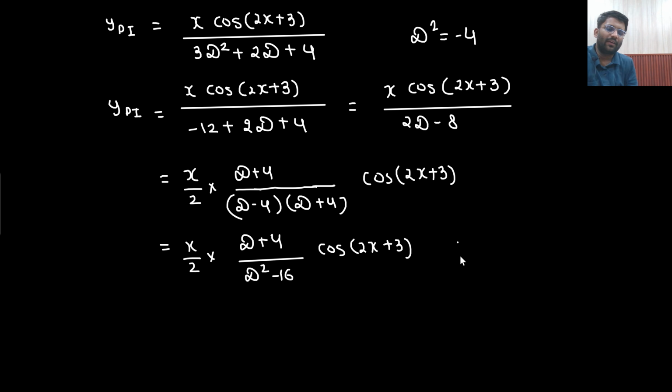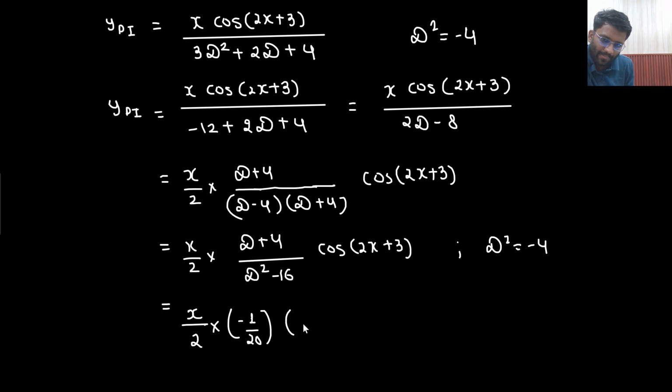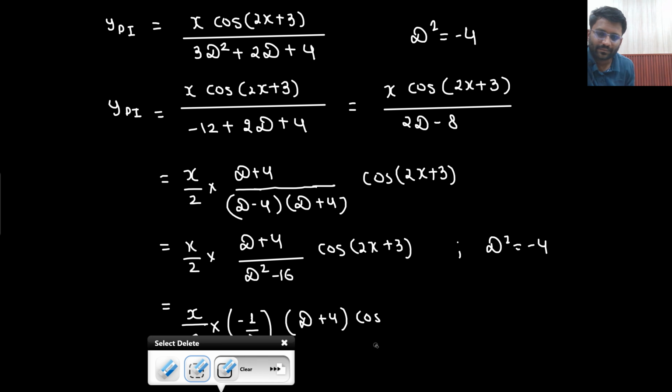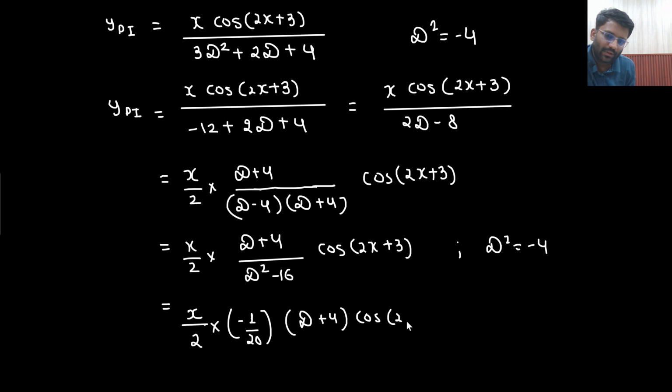Now d square minus 16. Now I know that d square can be put as minus 4. So what you will be getting? x by 2. So it will be minus 1 by 20, d plus 4 into cos of 2x plus 3. So what you are getting? Minus x by 40.